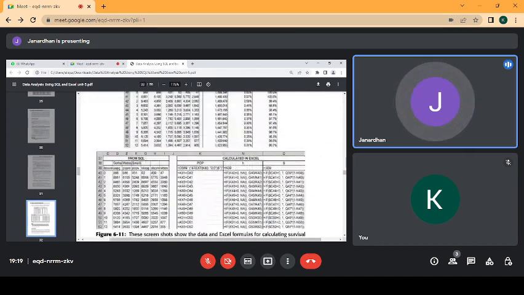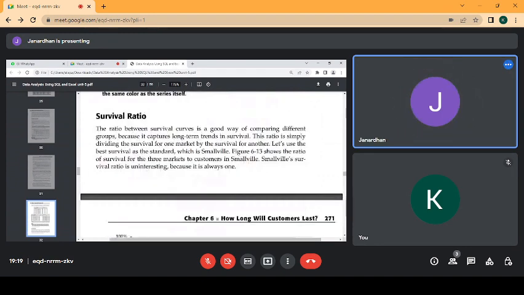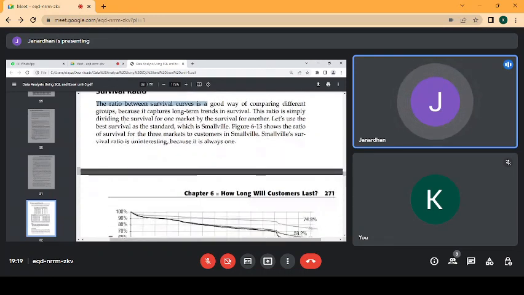Okay, coming to the survival ratio. Next one is the survival ratio only. The ratio between survival curves is a good way of comparing different groups because it captures long-term trends in survival. This ratio is simply dividing the survival for one market by the survival for another market. Let's use the best survival as the standard, which is small village.